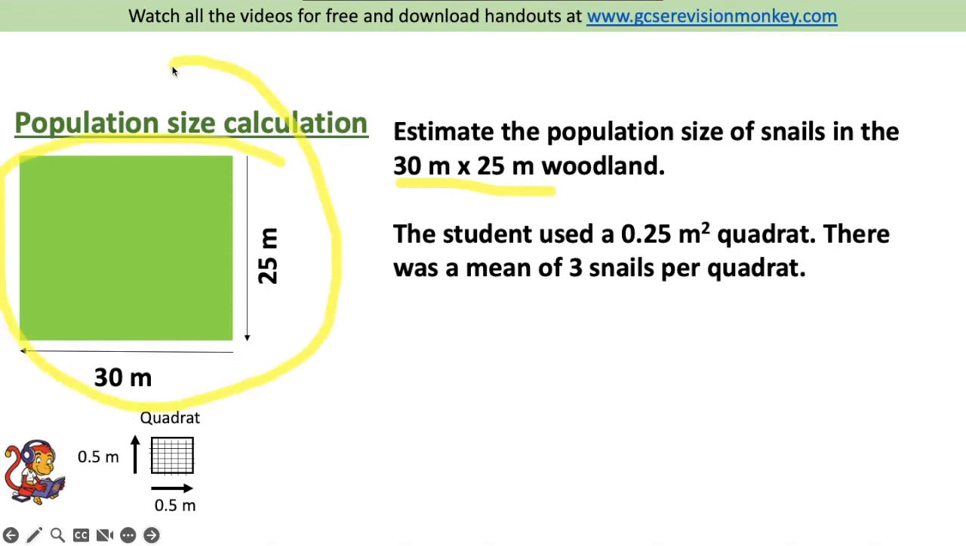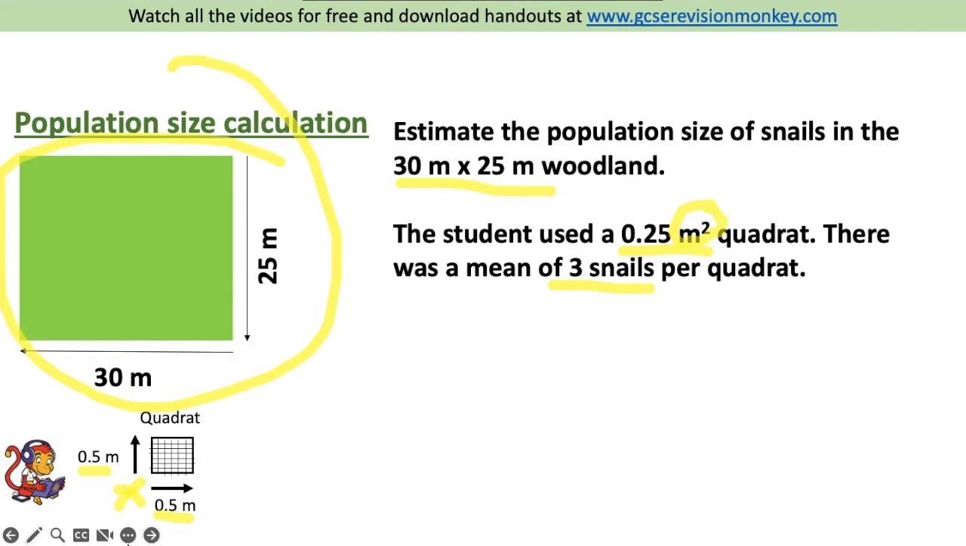That's represented over here. And the student used a 0.25 metres squared quadrat, and there were a mean of 3 snails per quadrat. So just bear in mind, the quadrat, if it's got metres squared, that's already the area. You don't have to do anything with that, it's already the area. If they give you the quadrat as a diagram like this, you might have to work out the area by multiplying 0.5 by 0.5, as would be this example. So if it's got metres squared, the area has already been calculated for you.